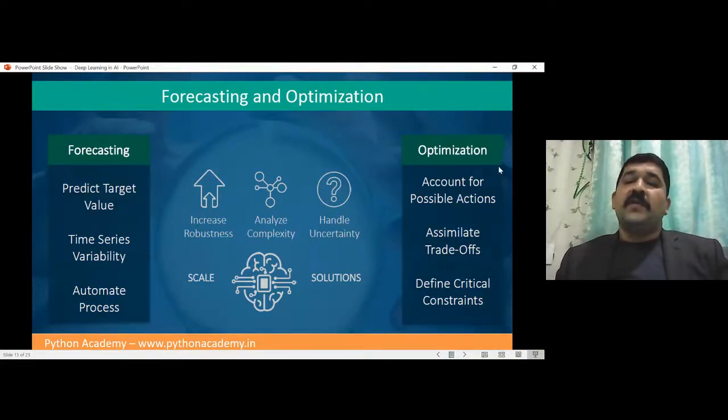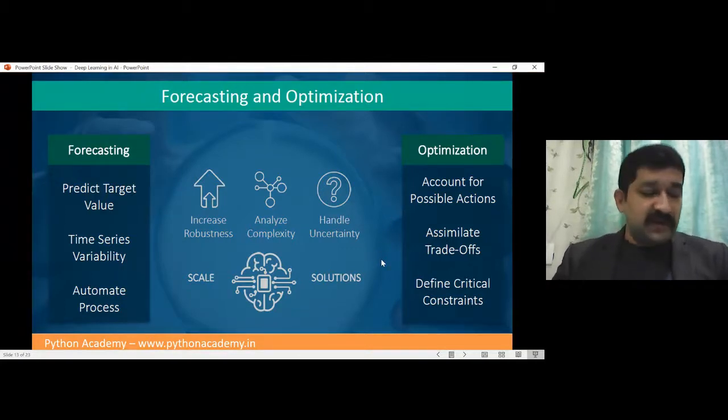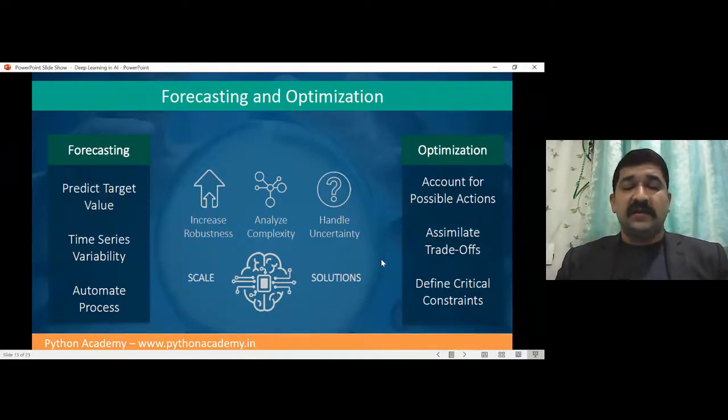There are some optimization problems, like accounting for possible actions, assimilating the trade-offs, and defining the critical constraints. Such optimization works with a lot of apps which we are using, like Zomato, Uber, Ola. They use this kind of optimization to handle uncertainty, because many times you book something and you do not instantly get the cab. They have to search using some optimizing algorithm. Okay, so that is the third part.